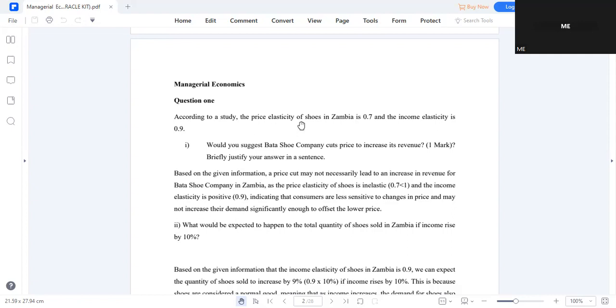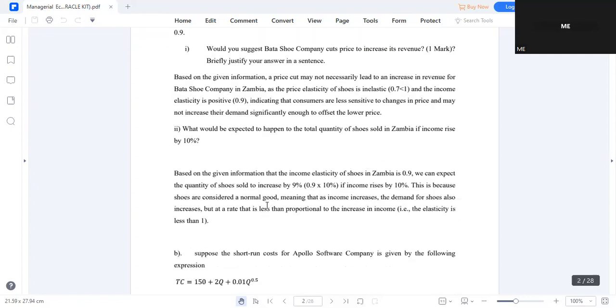Part 2: based on the expected income, which will increase by 10%, what will be the implications? So like I mentioned, since we have 0.9, an increase of 10% will result in an increase in demand for the shoes by 9%. So this is coming from the principle that elasticity of income is given by what? Percentage change in quantity demanded divided by percentage change in income.